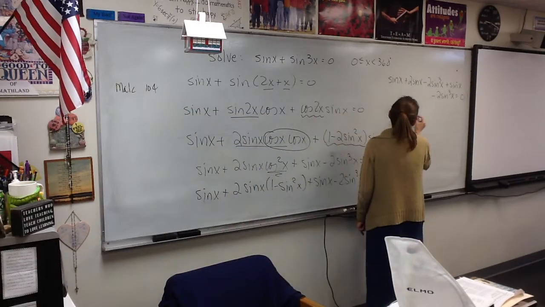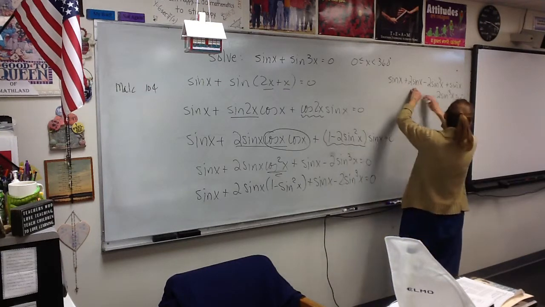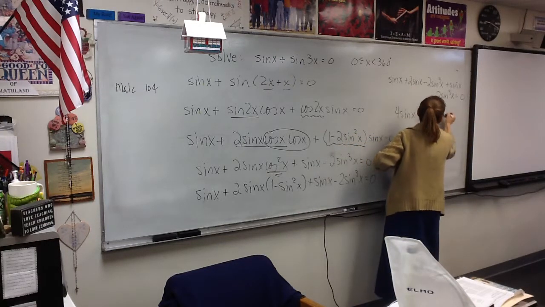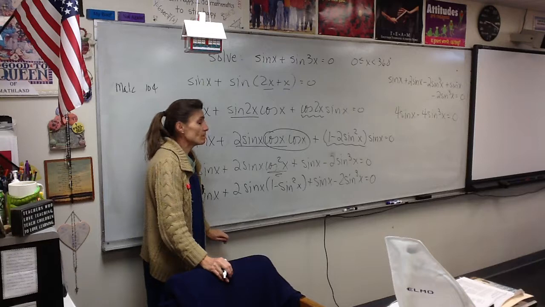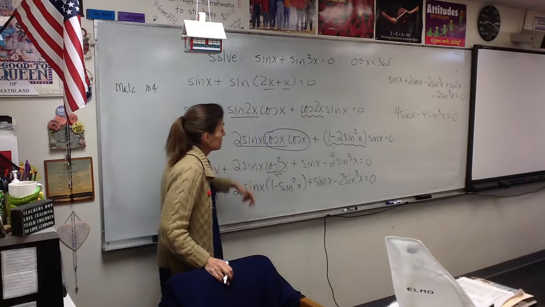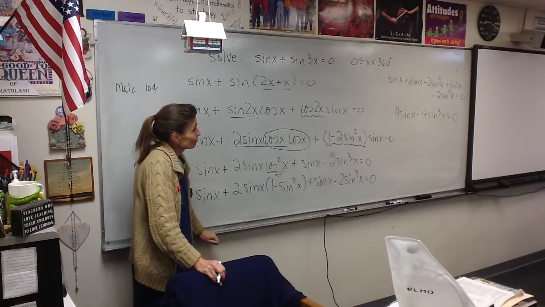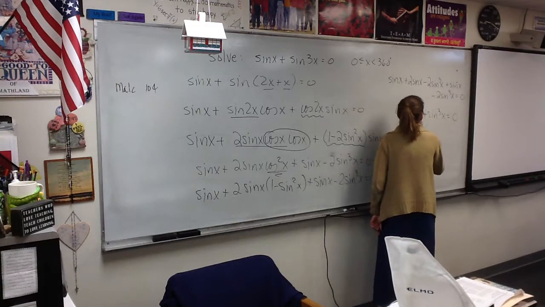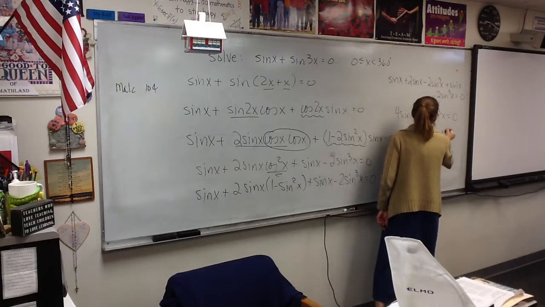Collecting like terms, I have how many sines in that problem? 2 sines, 4 sine x minus 4 sine cubed. Now we're making progress. This was getting quite scary, but now it looks good. What can we do now? Take out a 4 sine. And what will that leave me with if I take out a 4 sine? 1 minus sine squared. Very good.